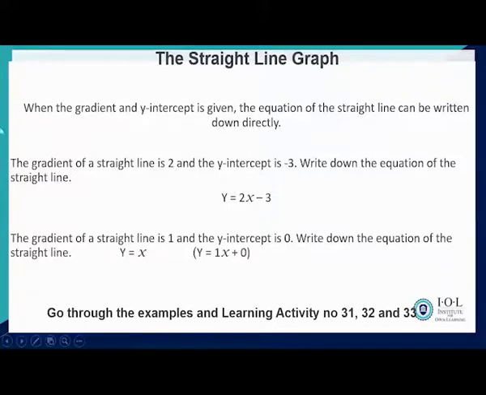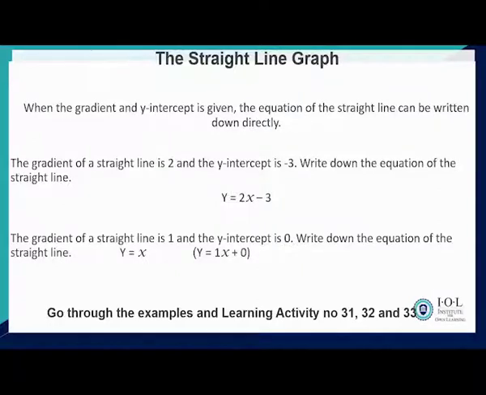So the straight line, you need to know when the gradient is given, the equation of a straight line can be written down directly. The gradient and the y-intercept, because that's the m and the c, you have it. If it says there, the gradient of a straight line is 2 and the y-intercept is negative 3. Write down the equation, you just fill it in. y equals 2x, gradient x, minus 3. You have to calculate or work out nothing.